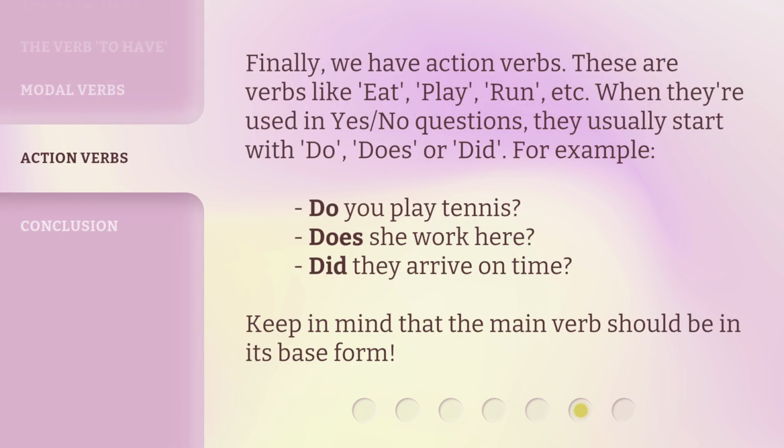Finally, we have action verbs. These are verbs like eat, play, run, etc. When they're used in yes, no questions, they usually start with do, does, or did. For example, do you play tennis? Does she work here? Did they arrive on time? Keep in mind that the main verb should be in its base form.